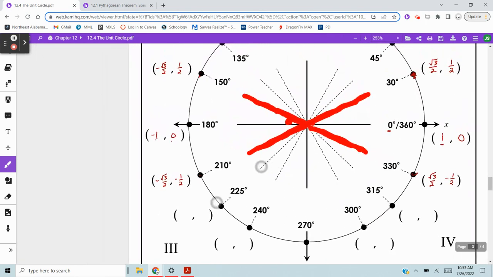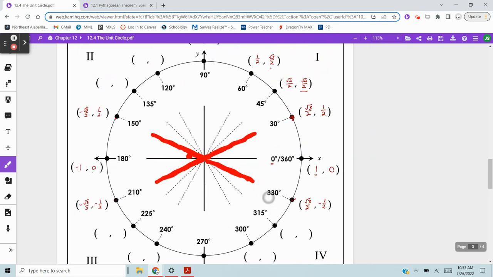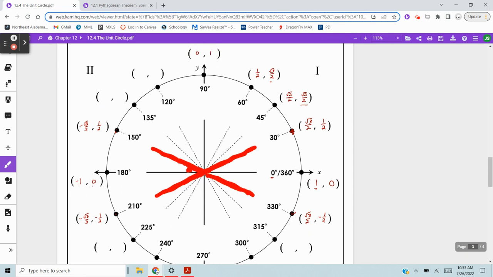So that is what reference angles have to do with the unit circle. If two angles have the same reference angle, they'll actually have the exact same cosine and sine values. The only difference is sometimes they'll be positive, sometimes they'll be negative. And we'll talk about in just a second how to determine if they're positive or negative. And you probably already know that.